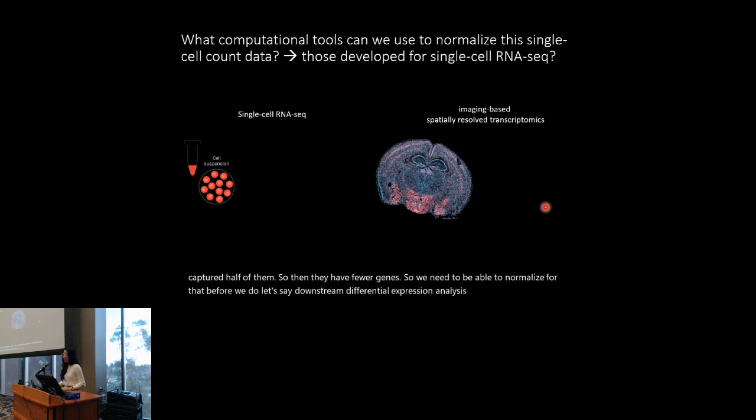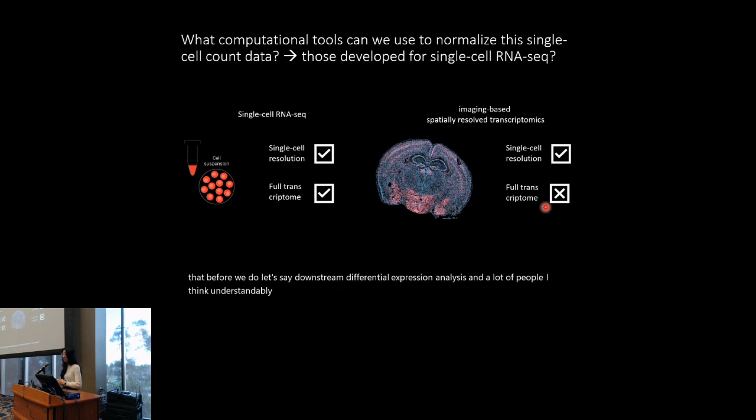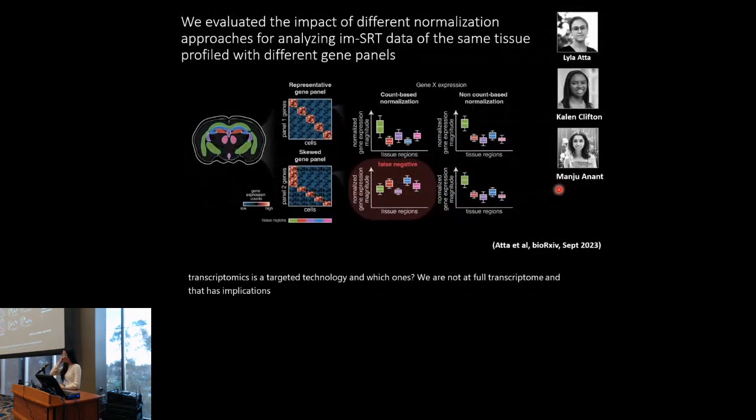And a lot of people, I think, understandably are porting over tools from single-cell RNA sequencing, which we've heard a lot about from this conference. And I think that's a very reasonable thing to do at first glance, because of course these two types of technologies both give us single-cell resolution transcriptomic profiling. But I do want to note, and for you to keep in mind, that at least currently imaging-based spatially resolved transcriptomics is a targeted technology, which means we are not at full transcriptome. And that has implications for downstream analysis.